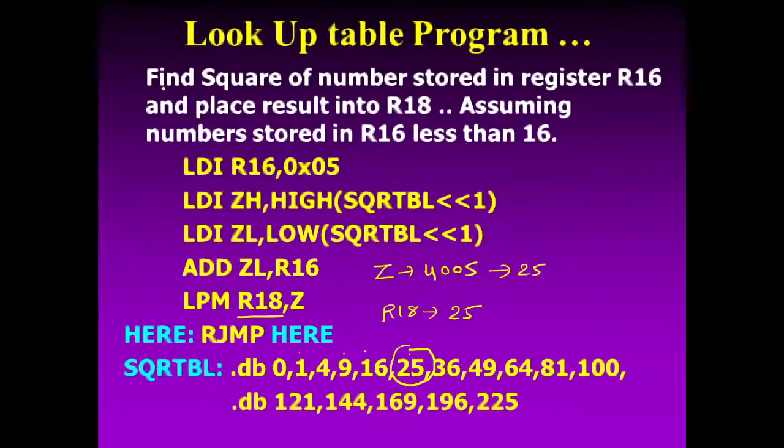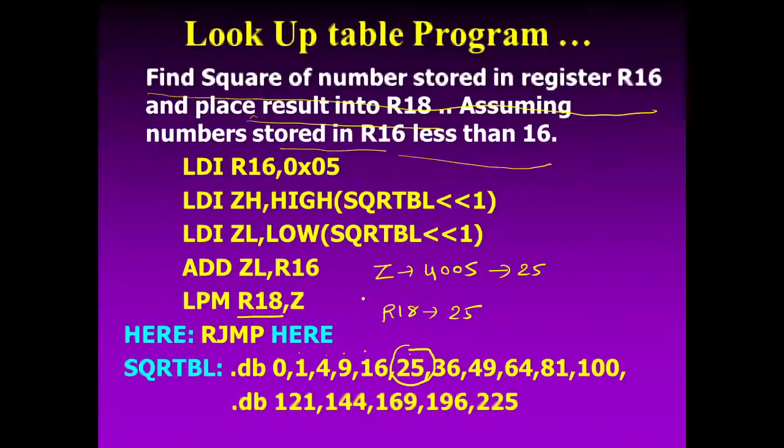So our target was to find the square of a number stored in register R16 and place the result into R18. The number stored in R16 is less than 16. That is actually given. So this is a very simple lookup table.